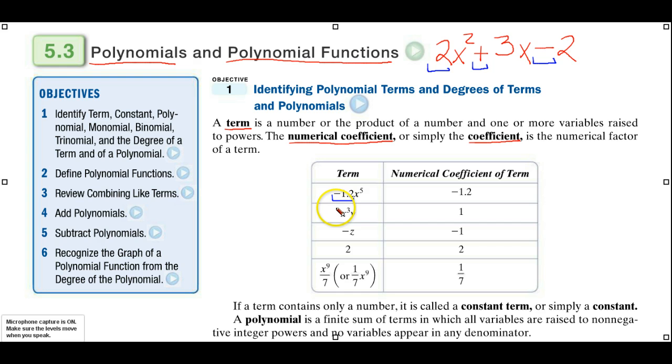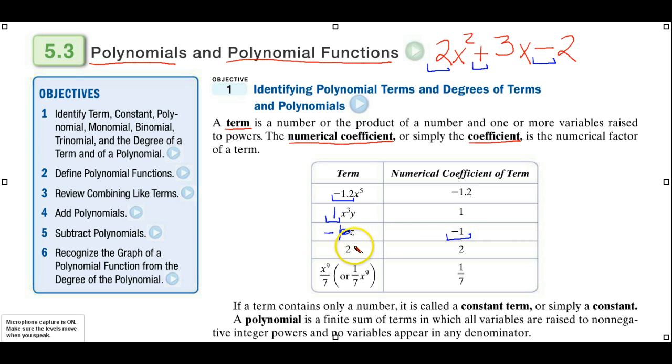Now, if there is no number, then there's a 1 that's in front. We just don't write it. So the numerical coefficient of this would be a 1. And if there is no number but a negative sign, then the numerical coefficient is a negative 1. Negative 1 times z. So our numerical coefficient is negative 1.